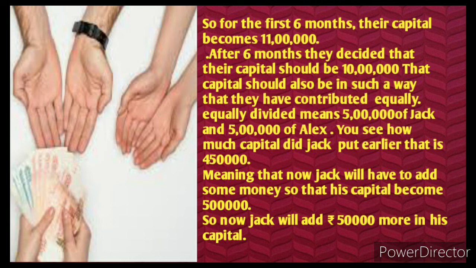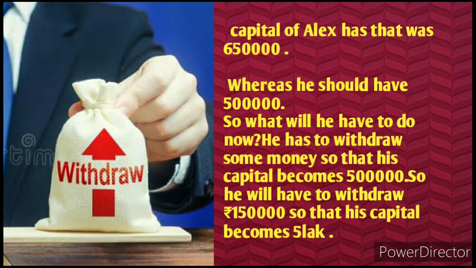So now Jack will have to add rupees 50,000 more in his capital, right? Next, you see here how much capital Alex has, that was 6,50,000, whereas he should have rupees 5 lakh. So what will he have to do now? He has to withdraw some money so that his capital becomes rupees 5 lakh. So he will have to withdraw rupees 1 lakh 50,000 so that his capital becomes 5 lakh.